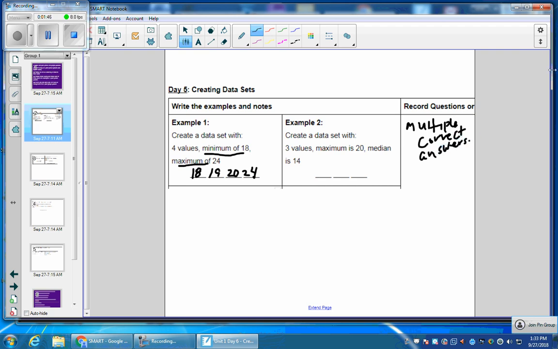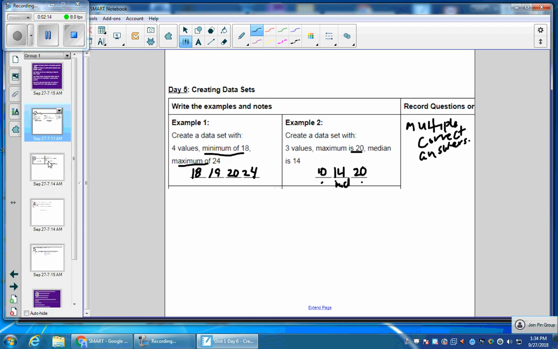There we go. All right, so next one says we have 3 values only. The max is 20 and the median is 14. So maximum goes at the end, it's 20. The median means the middle. Well, when I have 3 values, the middle is right here. That's our median. So that's going to be 14. And again, we could pick any number we want that's smaller than 14. It has to be smaller than 14 though, because it has to be our minimum. So I'm going to pick 10.